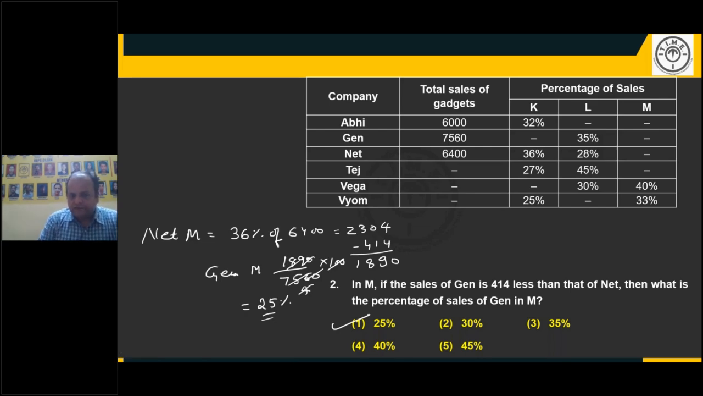So in this question, we were not given the value of Gen, right? Percentage of village M was not given for Gen, but from Net we computed the value of Gen in village M, and that was 1890, and that 1890 is what percentage of 7560. So the answer would be 25%. I hope it is clear. Any doubt so far? Anyone? All right, we move to the next one.